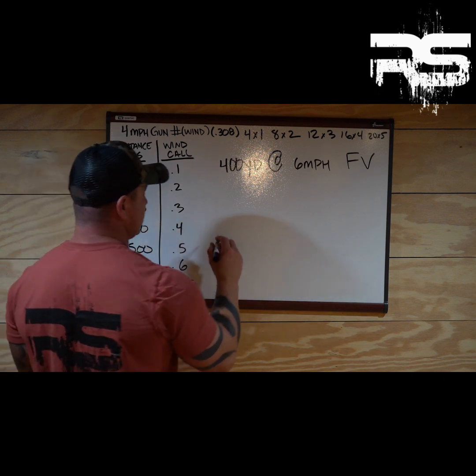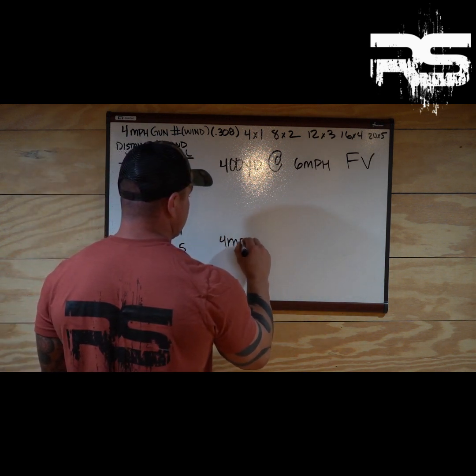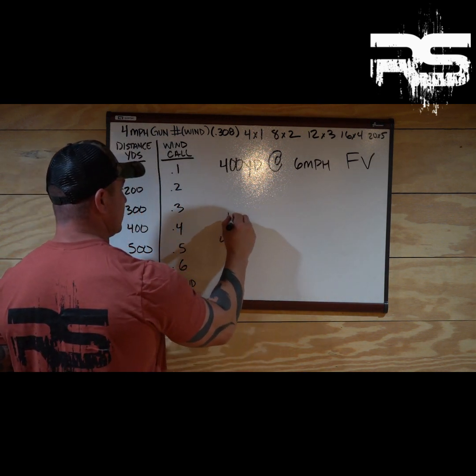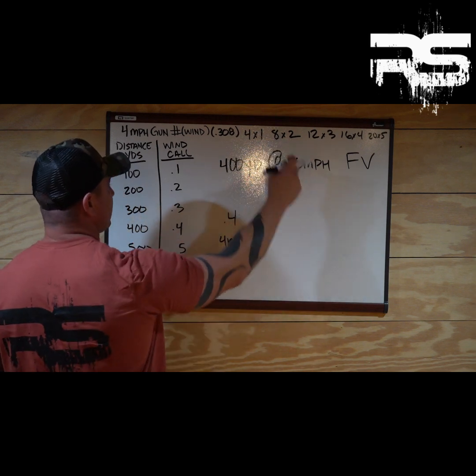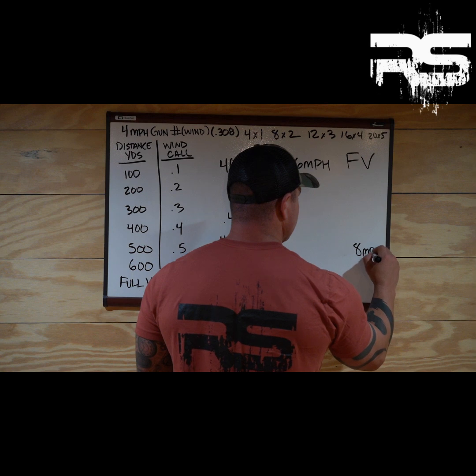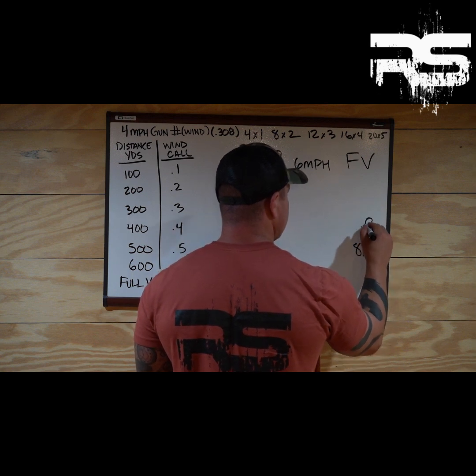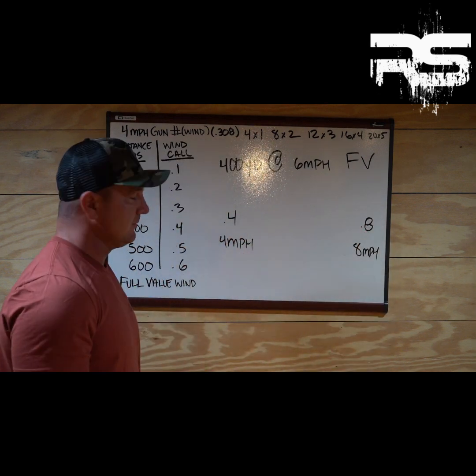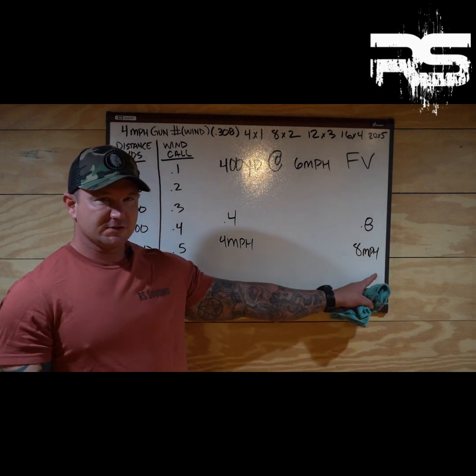Okay, so I go to 400. I know my baseline for 4 mile an hour is 0.4. I knew if I was in the second wind bracket at 8, I would multiply by 2, which would give me a 0.8 wind call, full value. So I've got my 2 starting numbers.